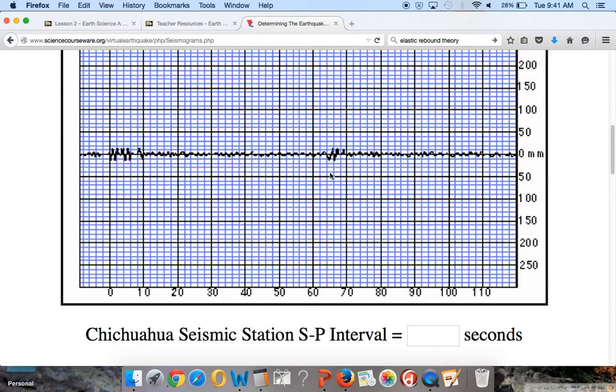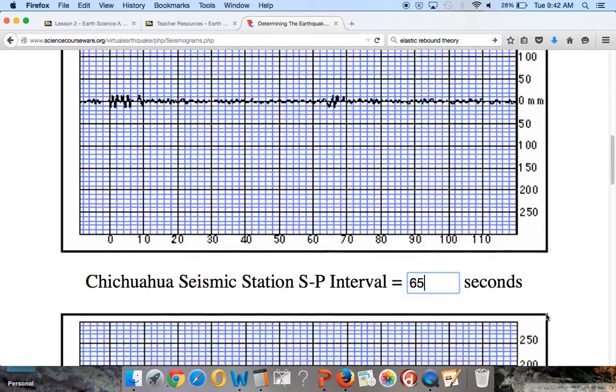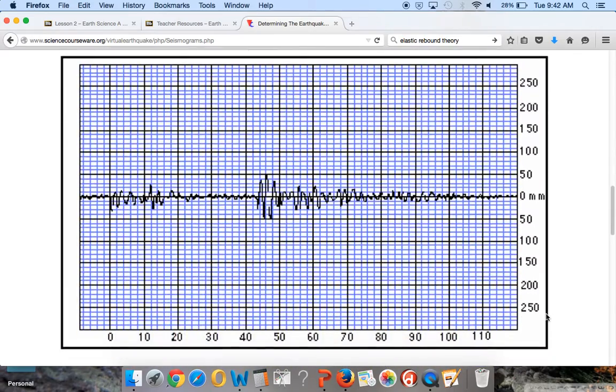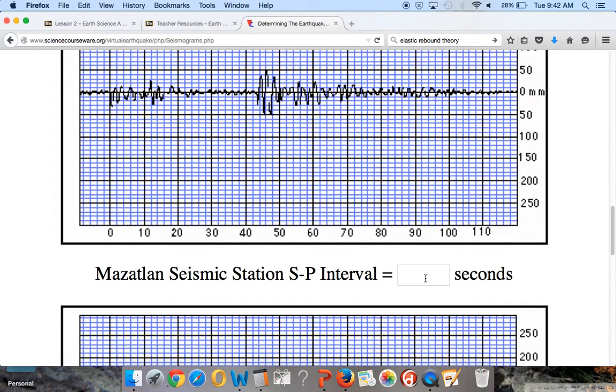On this one, each of those lines represents 2 seconds. We're in between the 4th and the 6th second after 60, so I'm going to put 65 seconds here. Move on to the next one, and again, right here at time 0, this is when the P wave hit. It jumps around for a while, then settles down, and then boom, another big hit. If we go down to this one, this would be 42, this is 44, it's about halfway in between. So we're going to put 43 seconds.